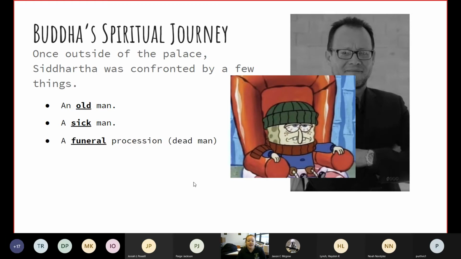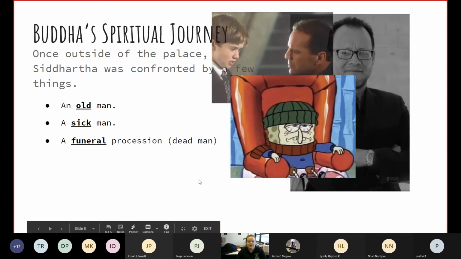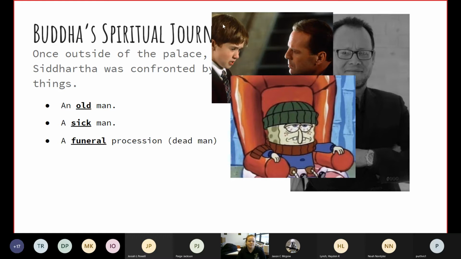A funeral procession of a dead man. Does anybody know what movie this is from? Something with Bruce Willis. Yeah. It's called The Sixth Sense. The little boy can see dead people. So if you've ever seen a thing where people say, I see dead people, that's because that's what the little boy says to Bruce Willis at one point.